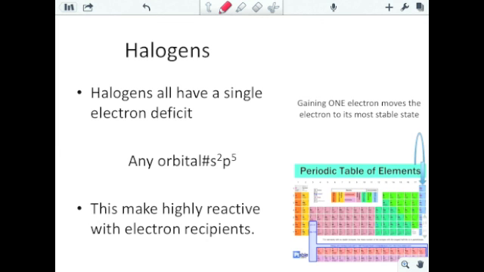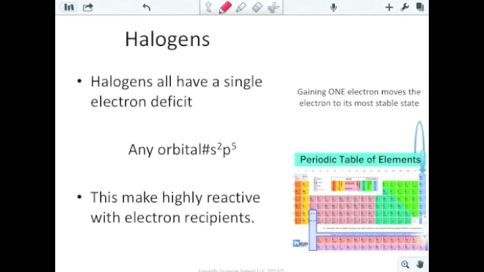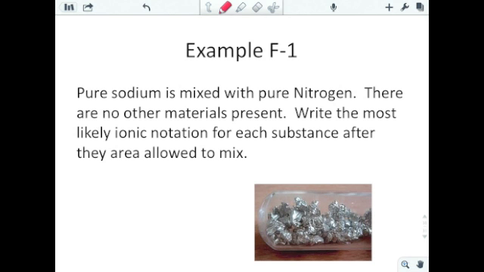The halogens are even more reactive. They only need 1 more electron to become like a noble gas, so they're going to be extremely reactive, and they're only going to have to gain 1. If we look at fluorine, it needs 1 more, and it looks like neon, which is a noble gas. And remember, all of this is about stability.